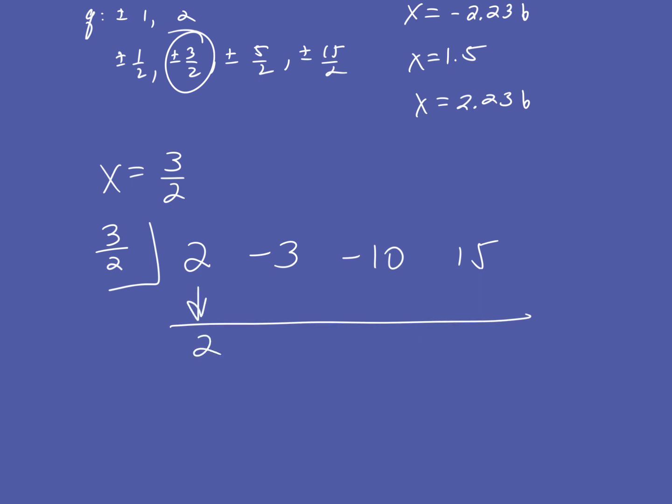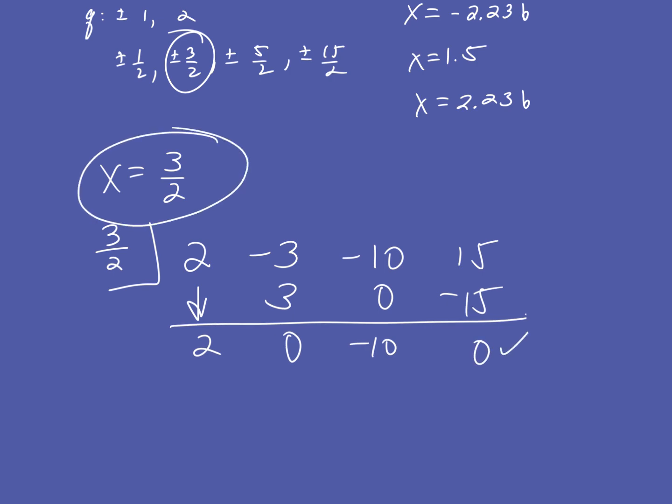2 times 3 over 2, guys, is 3. Negative 3 and 3 is 0. 0 times, this is negative 10. What's negative 10 times 3 over 2? Negative 15. Negative 15, positive 15 is 0. So you guys just proved that 3 over 2 is, in fact, one of your intercepts.